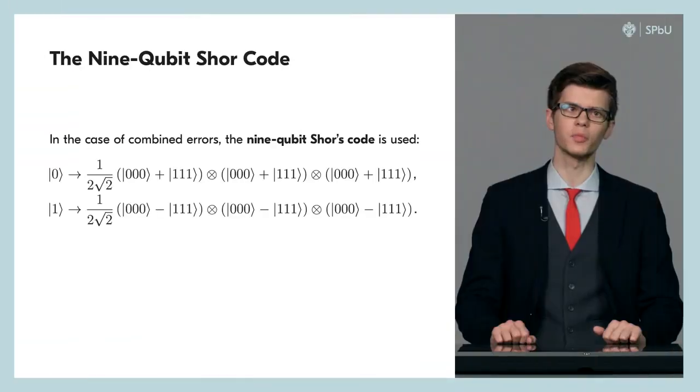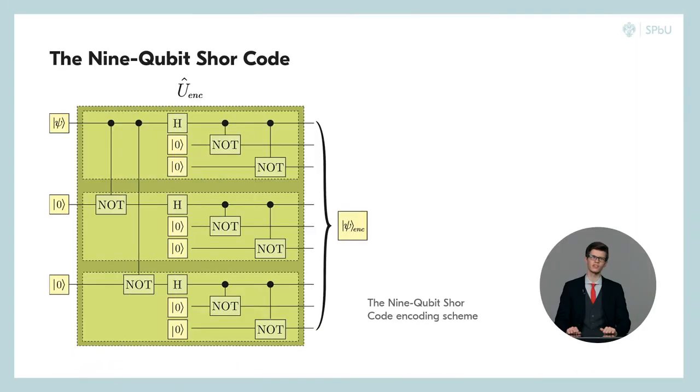However, the same idea could be used for the creation of a code that is resistant to both phase and bit flip errors. This code consists of 9 qubits and it was suggested by Peter Shor, who is already familiar to us. It is the 9-qubit Shor code. Let's take a look at the scheme that creates such a code.